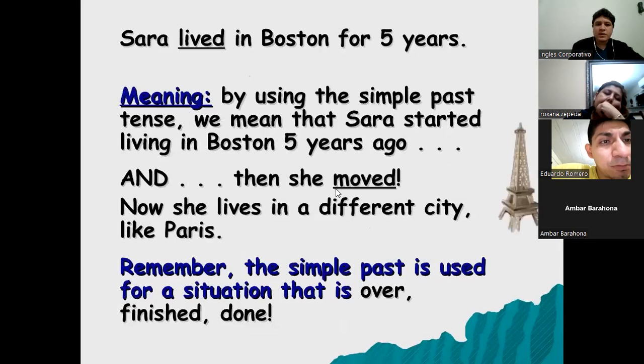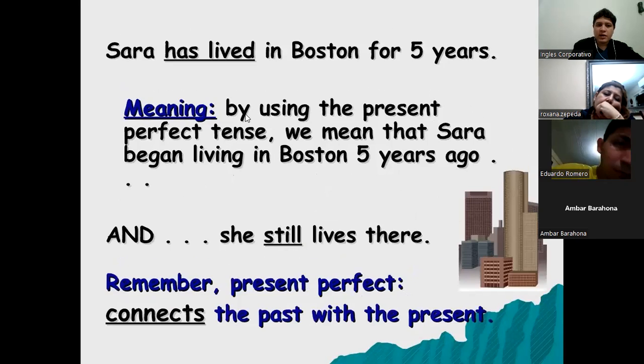You see? So let's see. The first one. Sara vivió en Boston, okay? Cuando usamos el simple past, okay? Sara inició viviendo en Boston, right? Pero ya terminó de vivir ahí, right? So vivió ahí, pero ya se movió, right? Now, let's see. Sara ha vivido en Boston por 5 años, ¿ok? Dice que ella está ahí y ha seguido viviendo, right? Like this one, ¿ok?